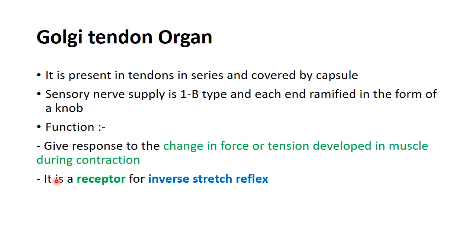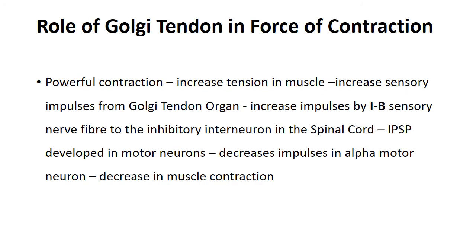An important thing is that the Golgi tendon organ is the receptor for the inverse stretch reflex. For the stretch reflex, which is the receptor? Muscle spindle. For the inverse stretch reflex, which is the receptor? Golgi tendon organ. So it maintains the force of contraction. As I told you, again a reverberative cycle. Powerful contraction of the muscles, increased tension in the muscle, means increased sensory impulses via the type 1B to the inhibitory interneuron, IPSP developed, and decreases the impulses to the alpha motor neuron, which decreases the contraction.